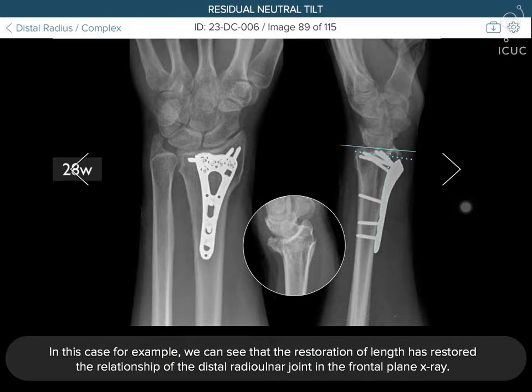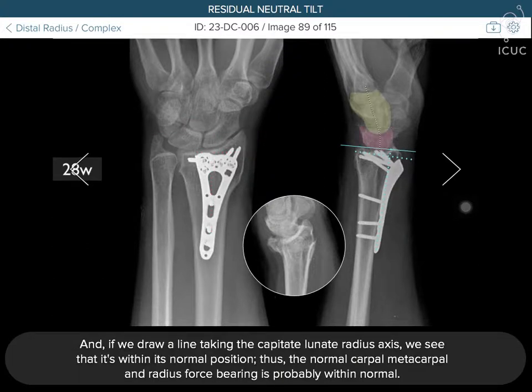In this case, for example, we can see that the restoration of length has restored the relationship of the distal radioulnar joint in the frontal plane X-ray. And if we draw a line taking the capitate lunate radius axis, we see that it's within its normal position. Thus, the normal carpometacarpal hand to radius force bearing is probably within normal.